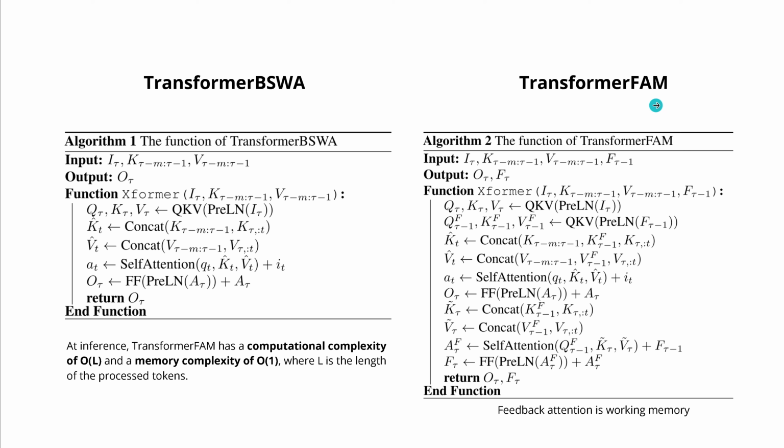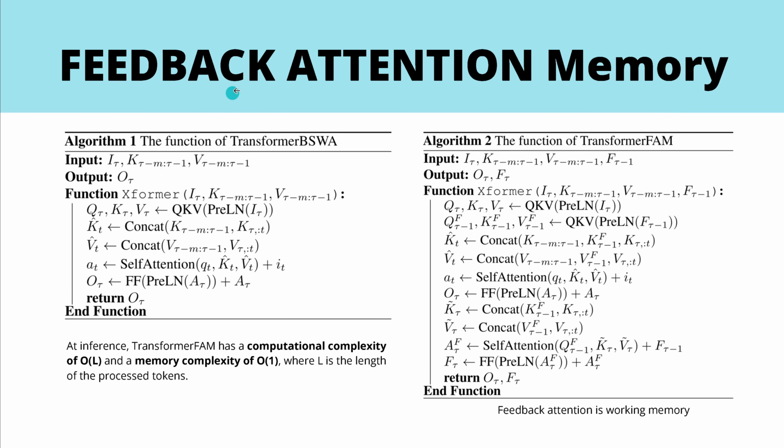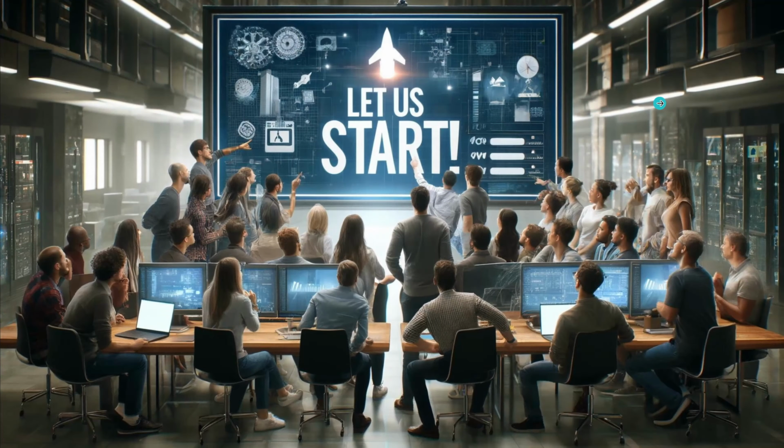And the idea is simply to put the feedback attention memory structure into the working memory of the transformer itself. So the goal here is to understand completely these two pseudocodes. So let's start. Of course, FAM, feedback attention memory, this is the goal of today. Okay, where do we start?